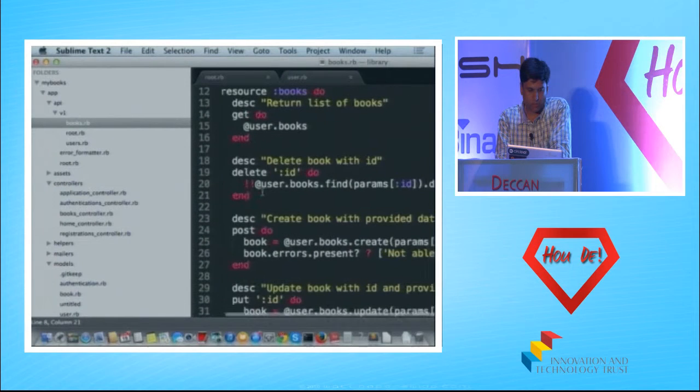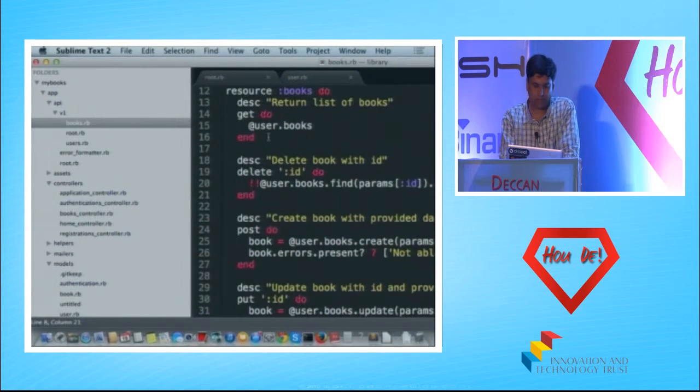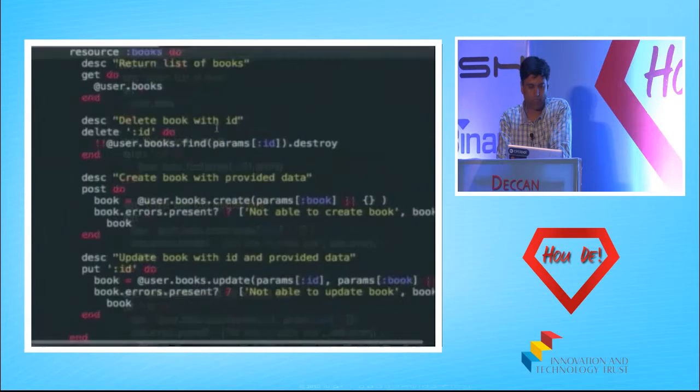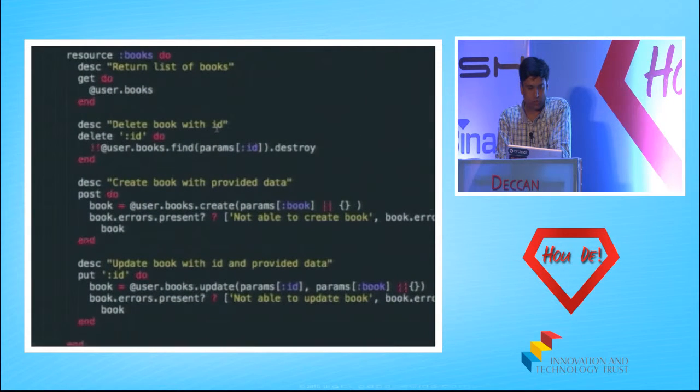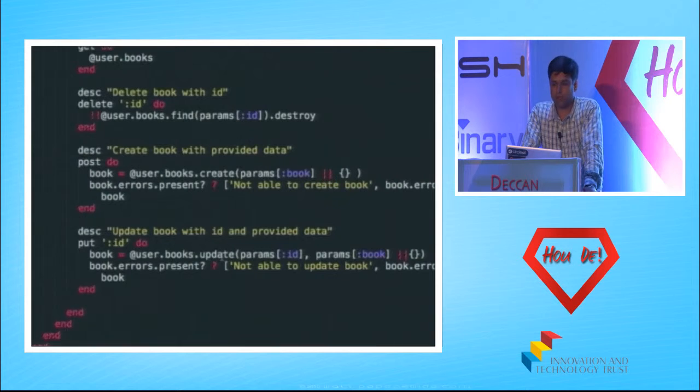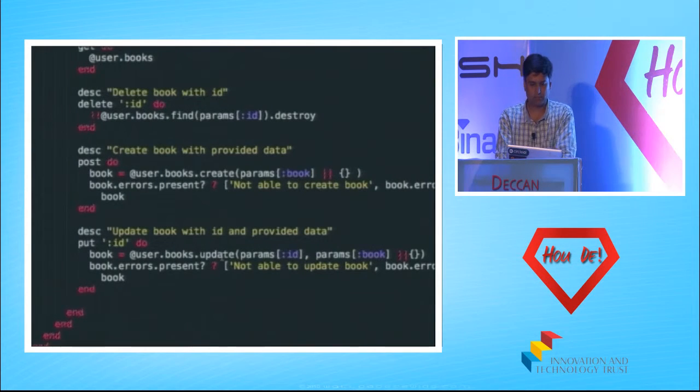All right. So what I've done is I've added these CRUD APIs. These are straightforward: return the list of books, delete, create, and the last one is update. All right. So now we are all set with the APIs. Now let's see this working.